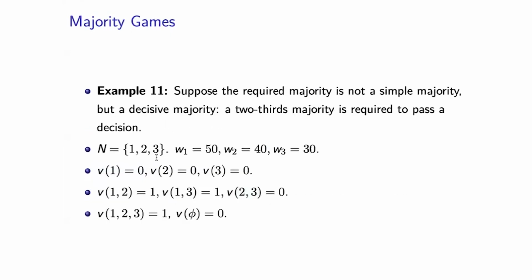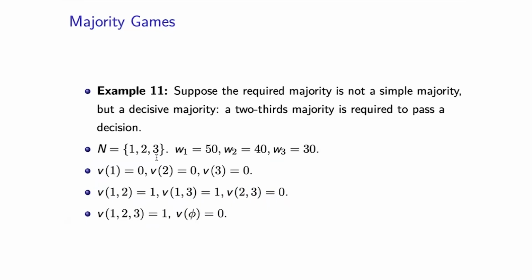Okay, let's look at one final example of these majority games. As I mentioned, sometimes the required majority is not just a simple majority, in the sense that you require greater than or equal to half the amount to be passed, but a decisive majority, right? So this would be an example where suppose you require a 2/3 majority to pass a decision, right? So let's look at an example there. Again, you've got 3 players and the weights of these 3 different entities are given by 50, 40, and 30, right? So if you add up, then you see that the total weight is 120, and 2/3 of 120 means that a weight of 80 is required to pass a decision, right?